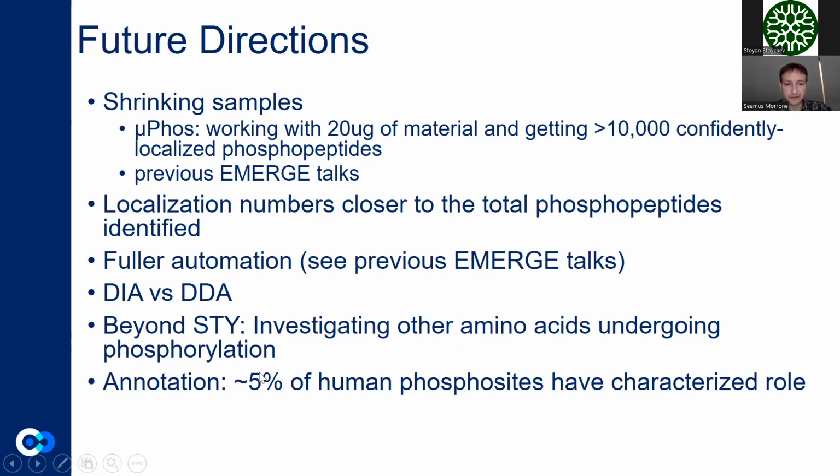A paper has recently said that we have several phosphosites within the human proteome that we have characterized by mass spec or other means, but only 5% of these actually have some sort of biological role that we know of. So it's important for us to figure out what role these sites actually play.